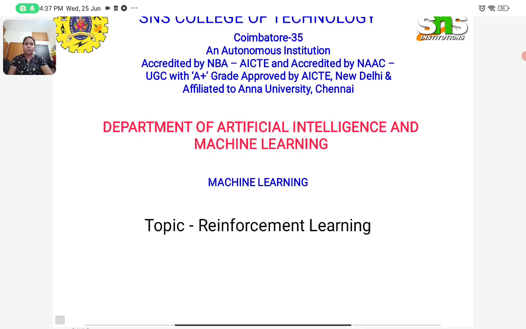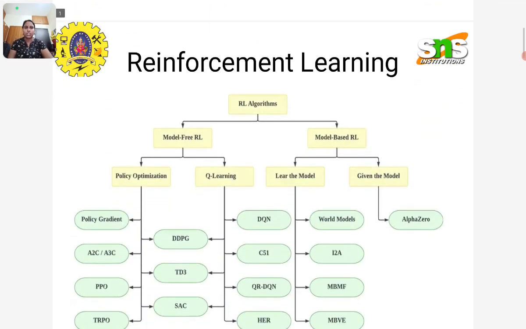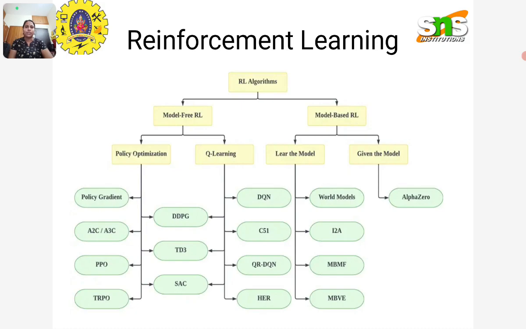Today we are going to see what reinforcement learning is. This is the structure of reinforcement learning algorithms, which has model-free reinforcement learning and model-based reinforcement learning. Under model-free reinforcement learning, we have policy optimization and Q-learning. In that, we have n number of policy gradient algorithms, and in Q-learning we have n number of models to follow for model-free reinforcement learning.